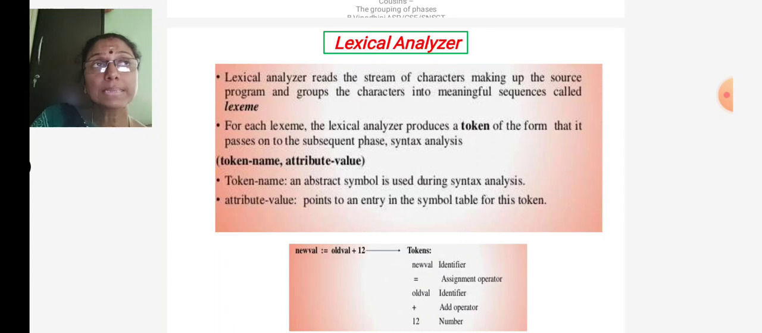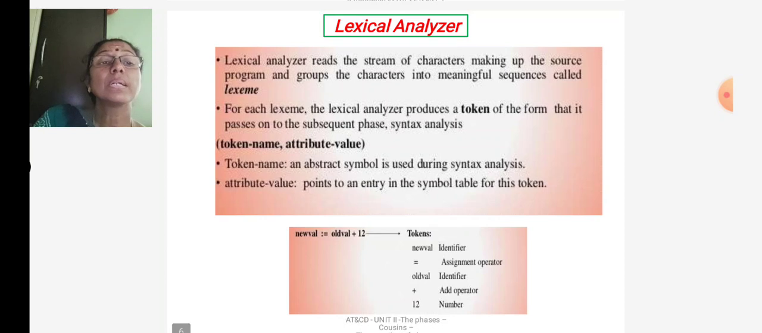So the function of the lexical analyzer is to read the sequence of characters in our source program, called a lexeme, and convert that lexeme into tokens by using the patterns given by the compiler. A token has a token name and an attribute value. The token name is an abstract symbol used during the syntax analysis phase, and the attribute value is the information about that token that is carried along.